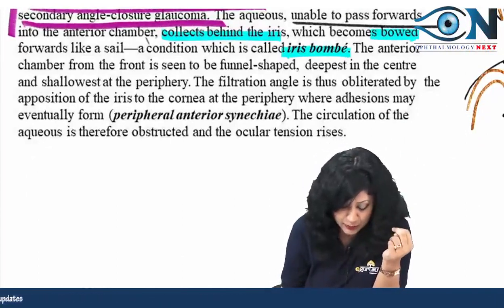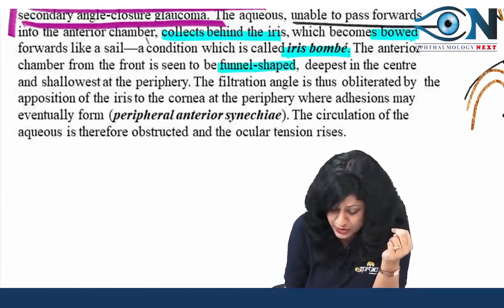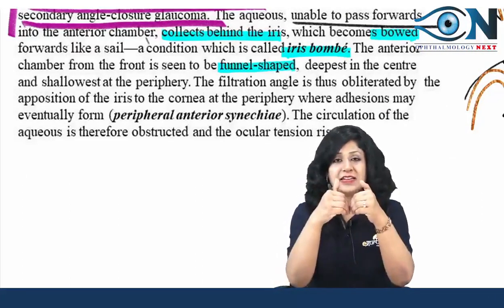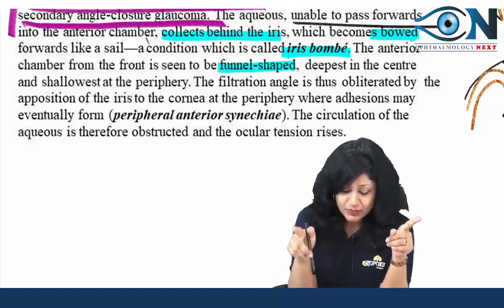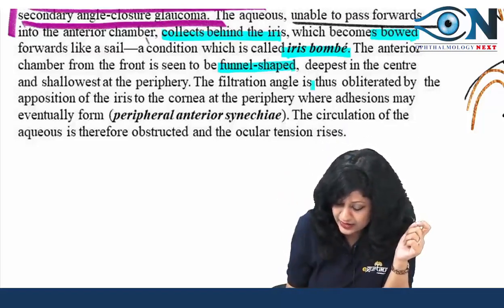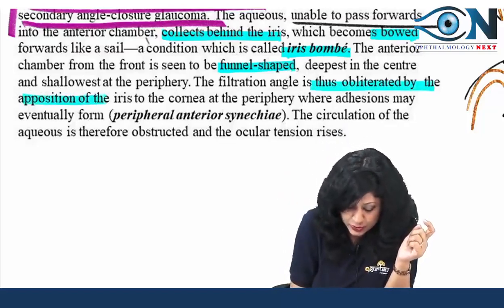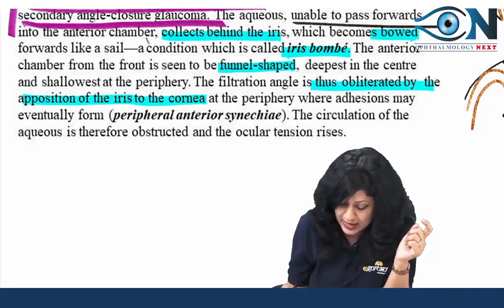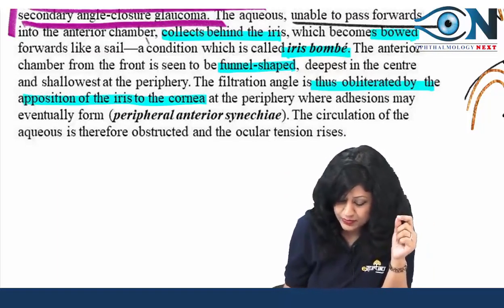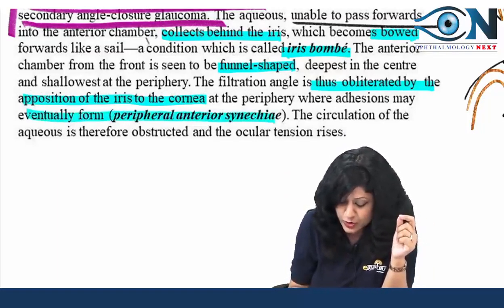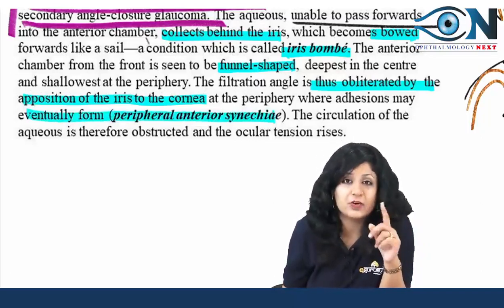The anterior chamber from the front will be funnel shaped and it will be deepest at the center, shallowest in the periphery. Now the filtration angle is therefore obliterated by the opposition of the iris to the cornea, and eventually adhesions may form, that is your peripheral anterior synechiae. Now what does this mean?